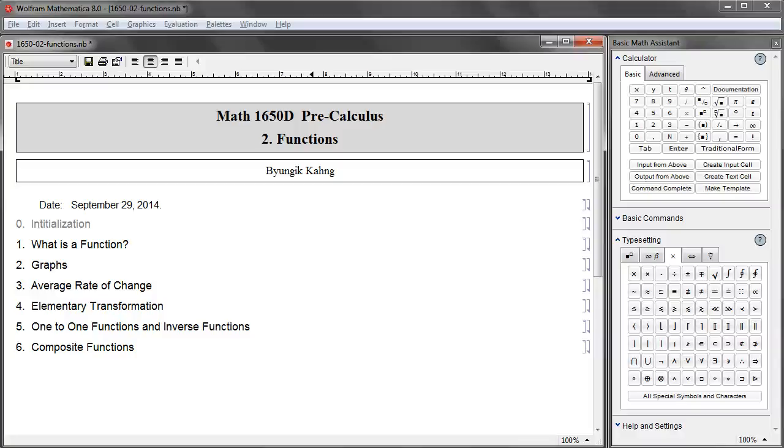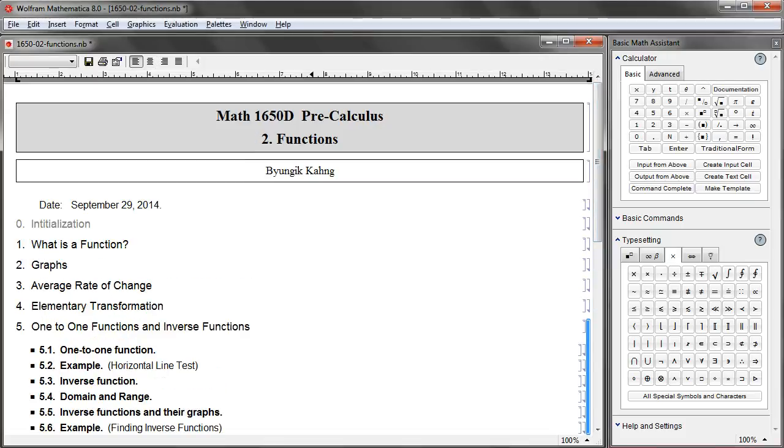Okay, there are only two topics left, inverse functions and composite functions. I'm tweaking the order a little bit. Inverse functions, in my opinion, are a little bit easier than composite functions, so let's talk about inverse functions first.